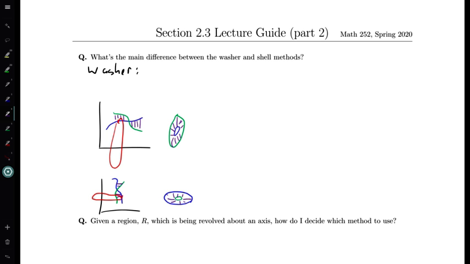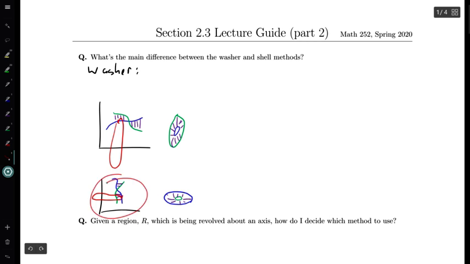Notice what's going on here when we take one of these vertical line segments and rotate it about the x-axis. This means that we're integrating with respect to x, because we're taking these vertical segments and seeing how they change as I move from left to right. In other words, as I vary x. So this case that we're looking at with the washer method has us integrating with respect to x, and it also has us rotating about the x-axis.